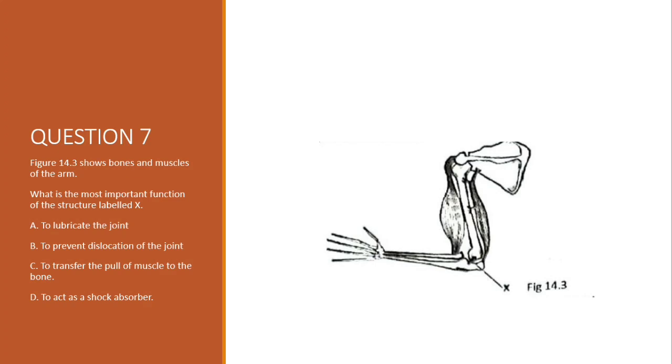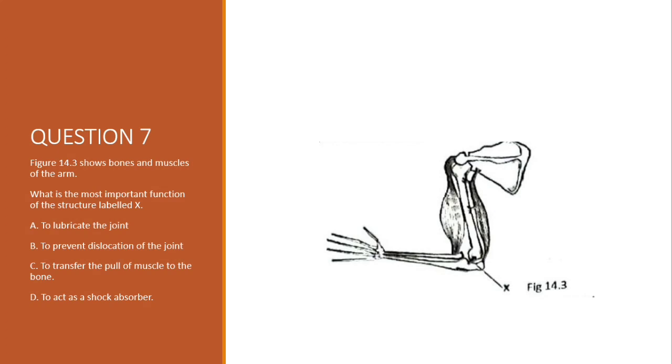Figure 14.3 shows bones and muscles of the arm, as you can see on your right side. What is the most important function of the structure labeled X?